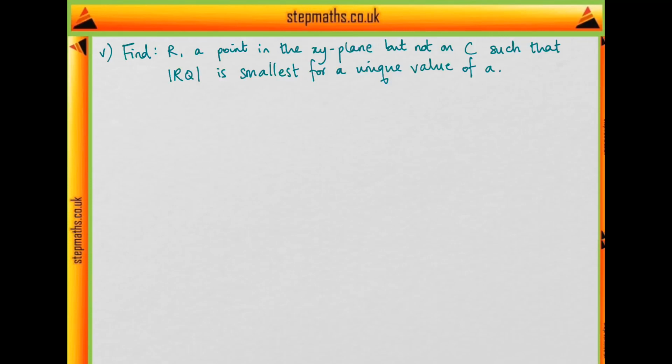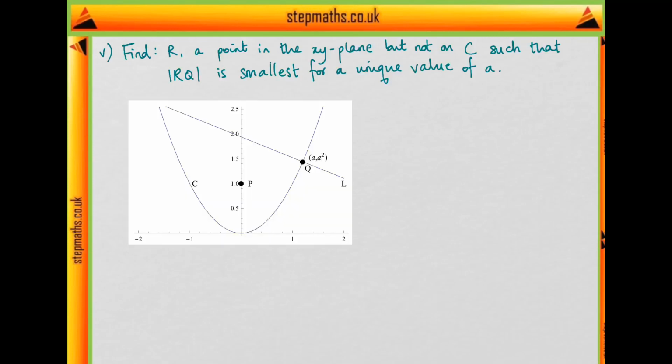And okay, for part 5 now, they want us to find a point R that is in the xy plane but not on the parabola C, so anywhere apart from on this parabola, such that the distance from R to Q is smallest for a unique value of a. So really this is just saying that we want to find a point somewhere on the plane such that the point on the parabola which is closest to it is unique.